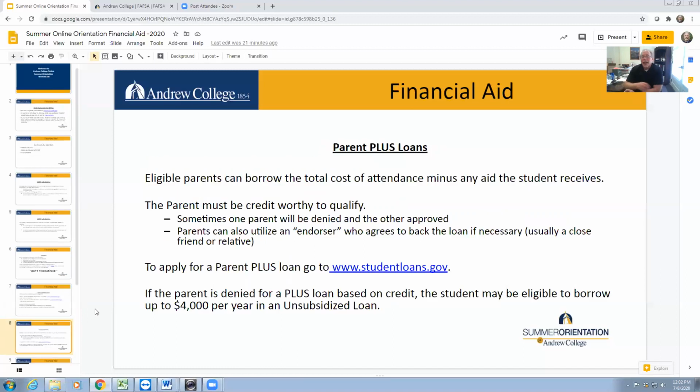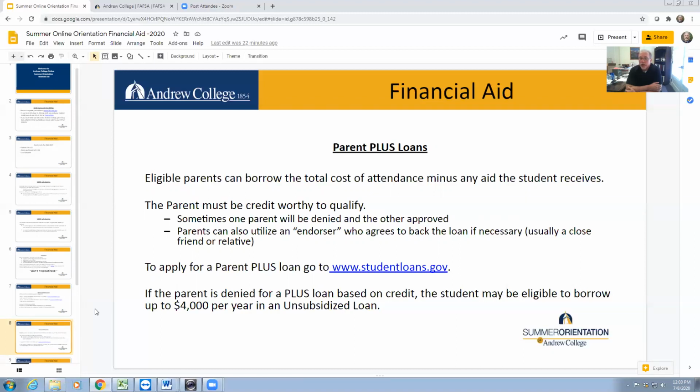Now, if a family is looking for additional funds, there are Parent Plus loans available. With a Parent Plus loan, eligible parents can borrow up to the cost of attendance minus any other aid the student's receiving. There is a credit check to it. So a parent can be denied a plus loan. If they're denied a plus loan, there are a couple different options. One would be for the student simply to fill out a form, and they can receive up to an additional $4,000 in an unsubsidized Stafford loan.